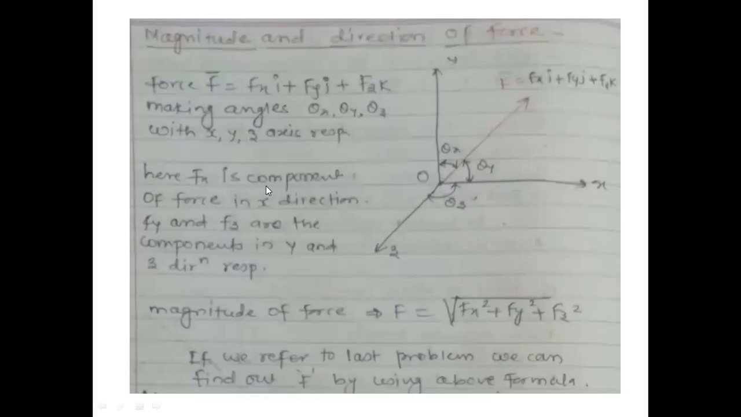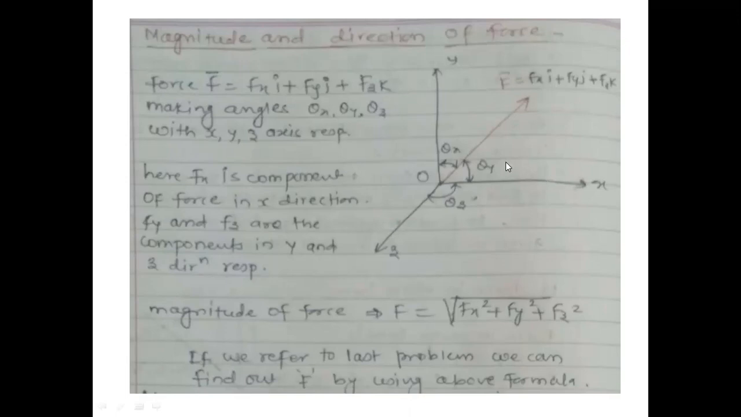Here, Fx is the component of force in the x direction. Fy and Fz are the components in the y and z directions. The magnitude of force will be given by this formula: the square root of summation Fx square plus summation Fy square plus summation Fz square. Likewise, if the force is in two dimensions, then summation Fx plus summation Fy will be our resultant. If we refer to the last problem, we can find F by using the above formula.